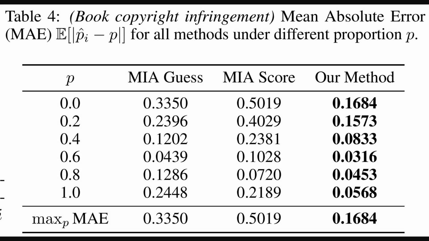So taking this precision into a very practical scenario, this table shows how their method performs when trying to quantify book copyright infringement in language models. We're looking at the mean absolute error again, so lower numbers are better here. Across different proportions of book data actually used for training, their method, labeled our method, consistently shows a much lower error. For instance, its maximum mean absolute error is just 0.1684. Significantly better than the 0.3350 or 0.5019 from the other simpler membership inference aggregation approaches. This really demonstrates its real-world utility.